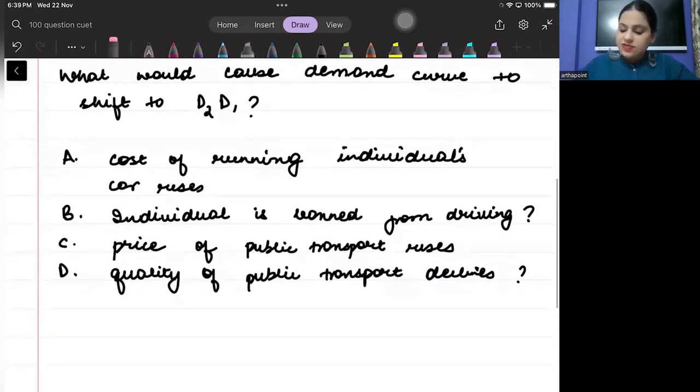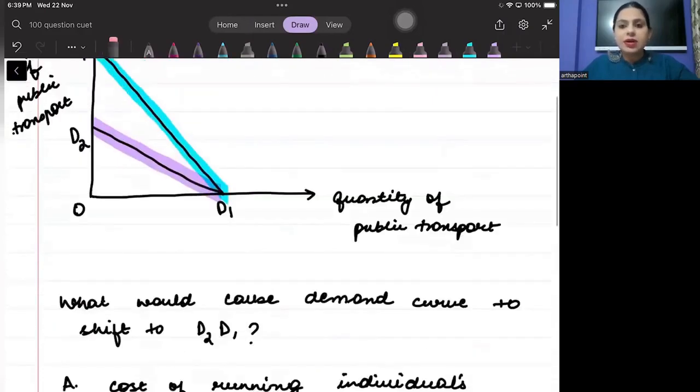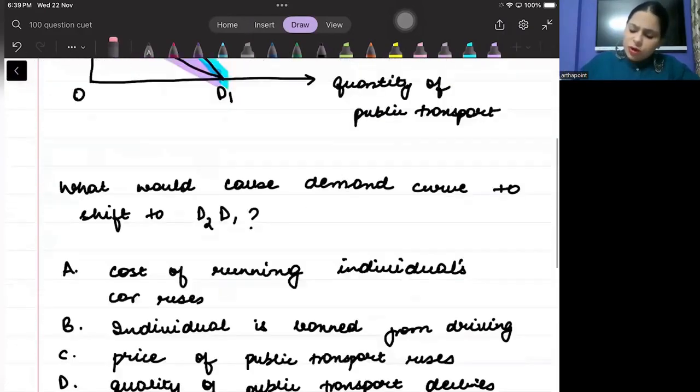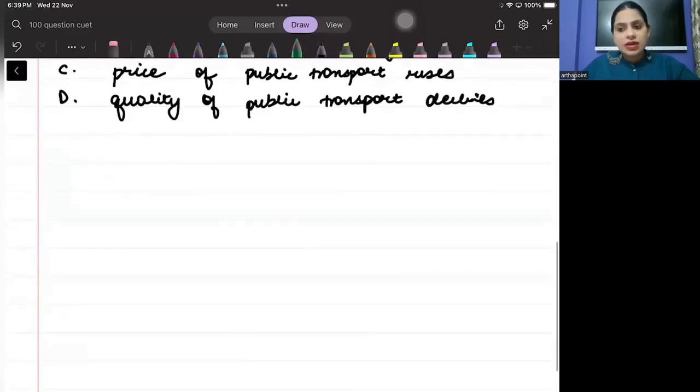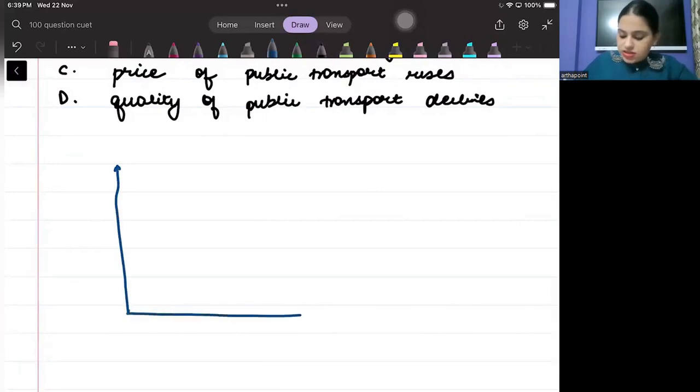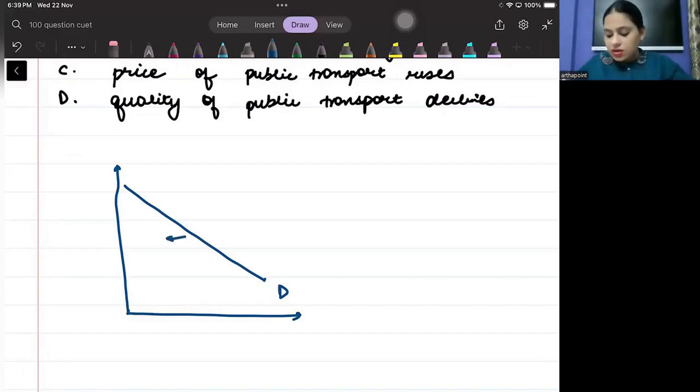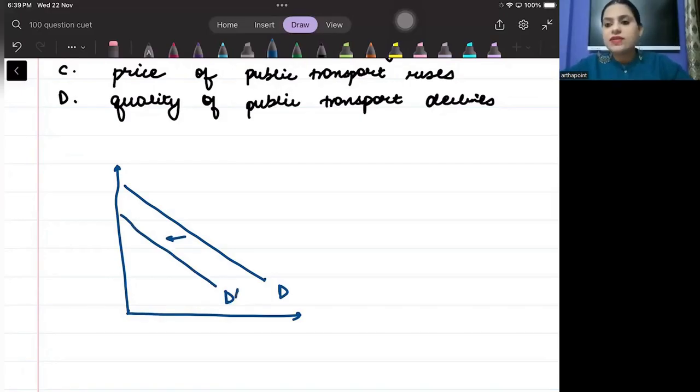Let us first try to analyze this diagram a bit. Beta, what do you think from this diagram? Does this diagram represent a decrease in the demand of the good? Let's try to think about it. Till now, we have always seen that the decrease in demand is shown by the backward shift of the demand curve. When this happens, then it represents a decrease in the demand curve.